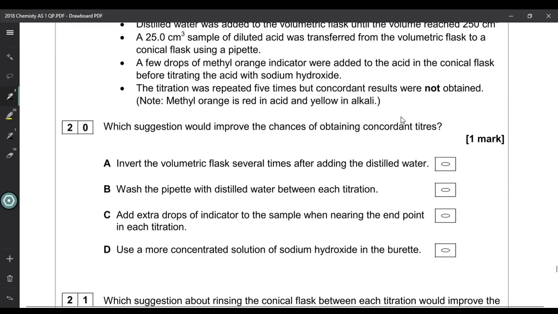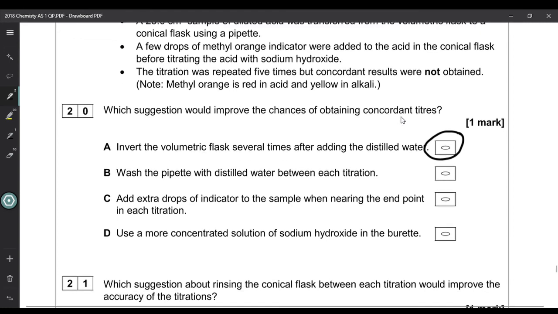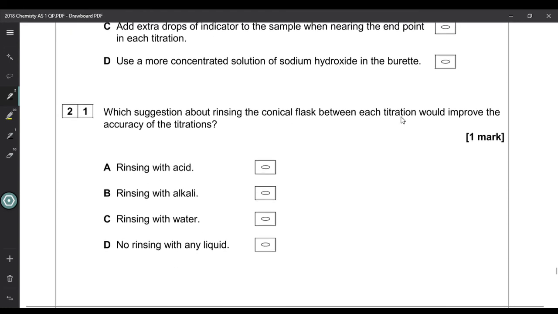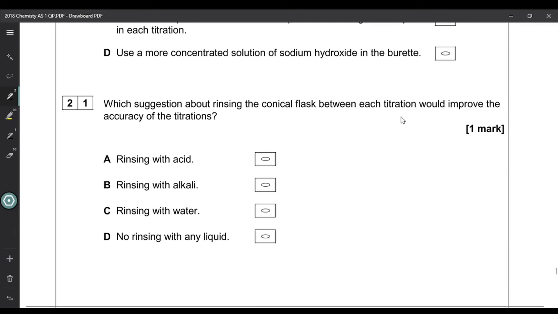So the answer to this first one is A, and that's just to make sure that the solution is thoroughly mixed. So you're not taking different concentrations from different parts of the actual flask. This one is just rinsing out with water. If we used alkali or acid to rinse out the conical flask, we're going to alter the concentration of the solution.